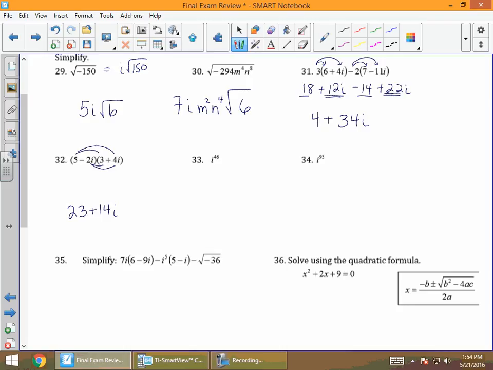For number 33 and 34, we're going to do both of these kind of at the same time. And this is what you have to remember. If you know this, you're going to be in really good shape. That i to the 0 power is 1, because anything raised to the 0 power is 1. i to the first power is i. i to the second power is -1. And i to the third power is -i.